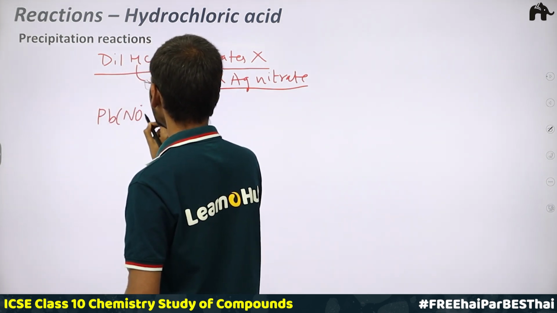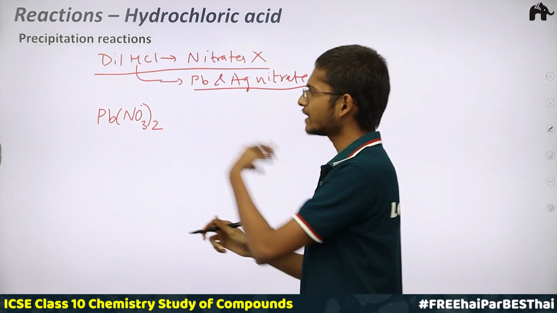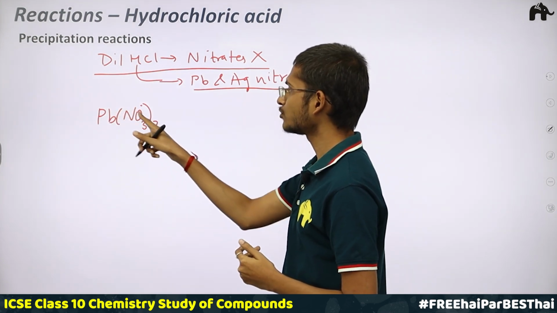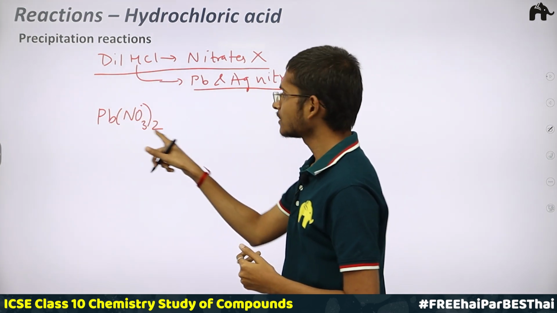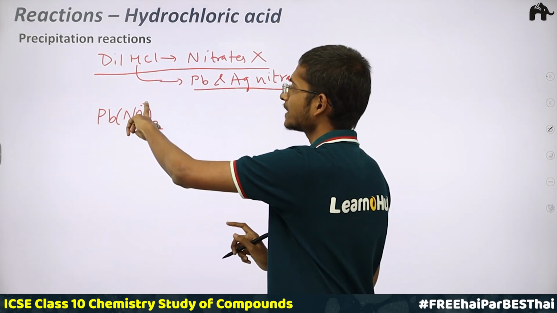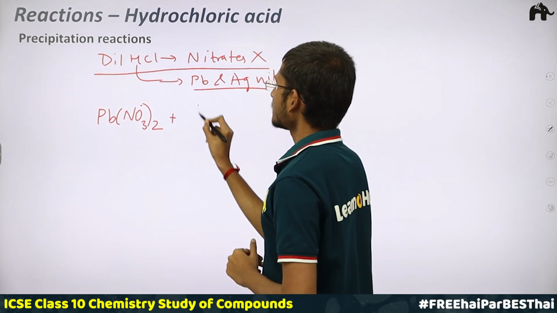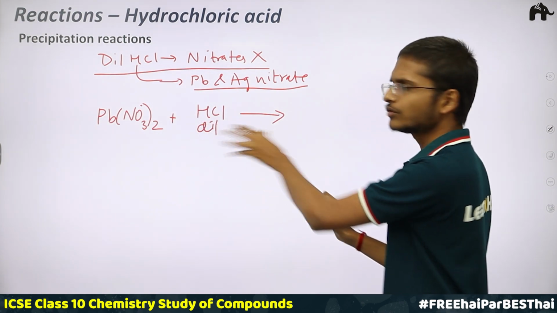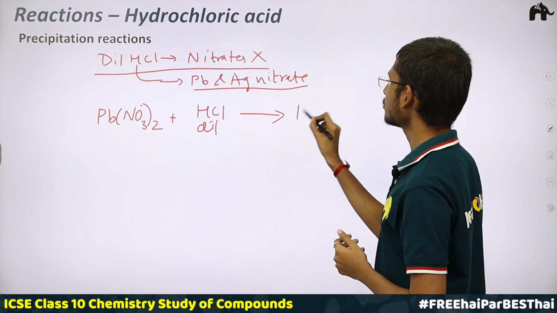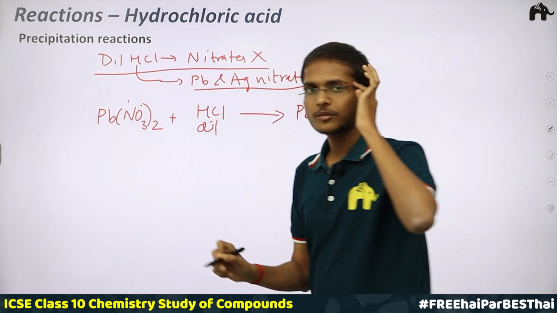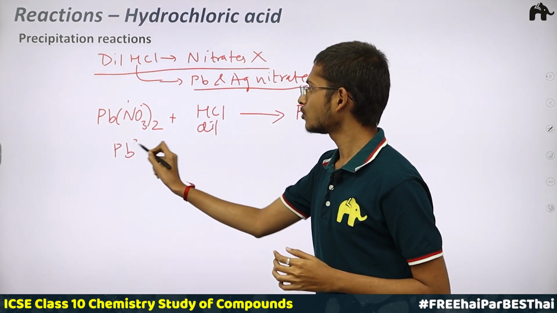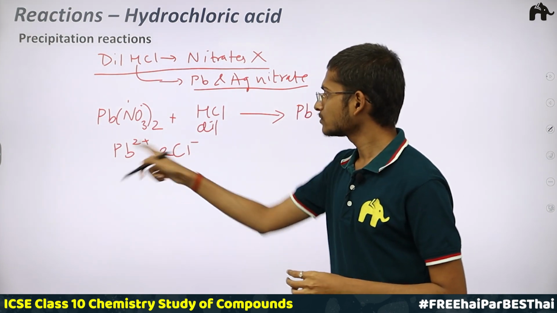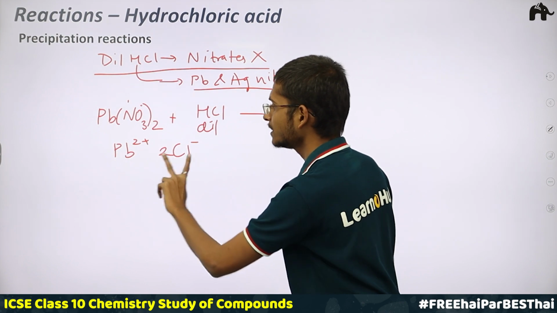So lead nitrate, Pb(NO3)2. I don't need to tell you this formula: the nitrate ion is 1-, lead is in its 2+ state, so it needs two NO3 ions to balance 2+ and 2-. Once it reacts with dilute HCl, it gives us lead chloride. Since lead is in the 2+ state, it requires two chloride ions to satisfy the charges, 2 plus 2 minus. So PbCl2.